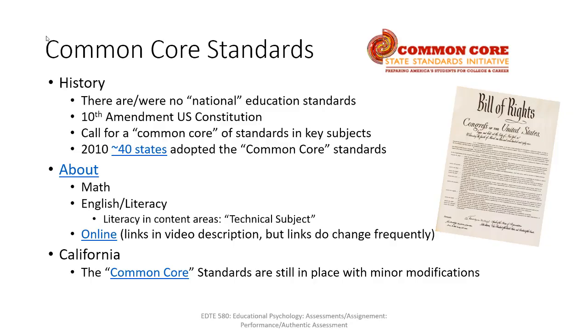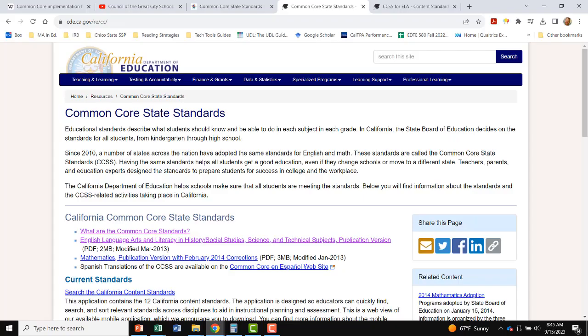Finally, California is one of the 40 states that did adopt the Common Core standards in both math and English language arts. You can access the Common Core standards by clicking on the link here or in the comments below. These standards are still in place with minor modifications. This website by the California Department of Education explains the Common Core standards and provides links to those standards. We will take a deeper dive into those standards in a moment.